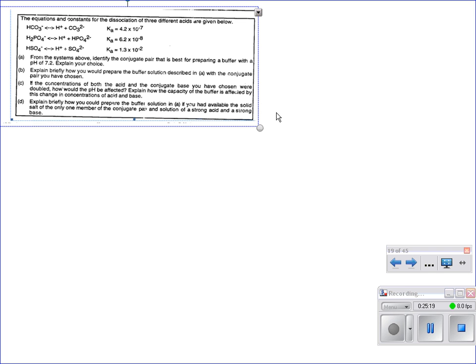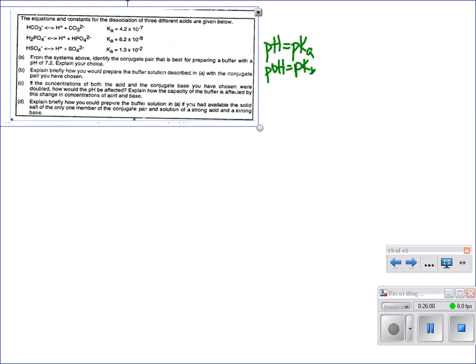Starting with A, it says, from the systems above, identify the conjugate pair that best describes a buffer with a pH of 7.2. I don't know if you recall me talking about effective buffers being buffers that can take hits from both sides, acids and bases, equally. So if I want that, what would I have in the buffer? Equal amounts of what? Acid and conjugate base. If that's the case, an effective buffer, Henderson-Hasselbalch, would look like what? pH is equal to pKa, and that's it, because that log thing would cancel out, right? Or pOH is equal to pKb.